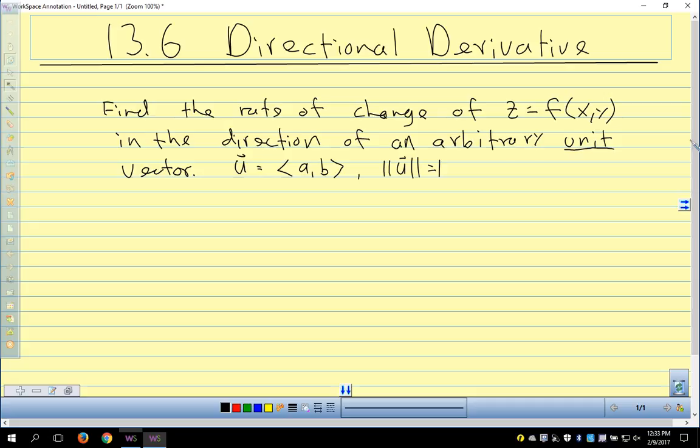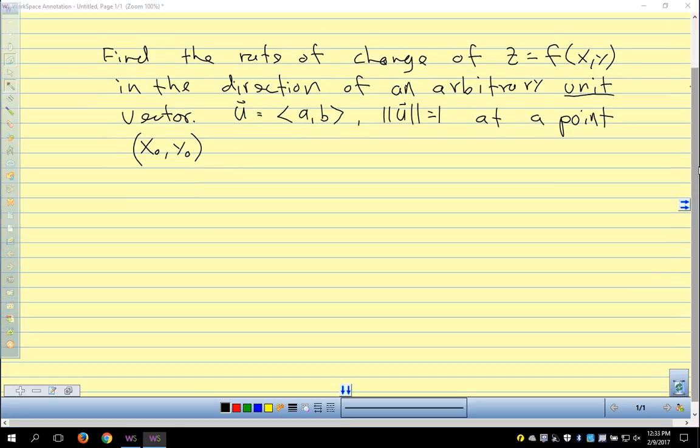so thankfully we're back with our beloved Tranya. And we're interested in this at a point x0, y0. So we're at some point on a surface and we're moving in some arbitrary direction. We want to know how the function value, how the height of our surface, if we think of z as height, is changing as we move in the direction of that unit vector.